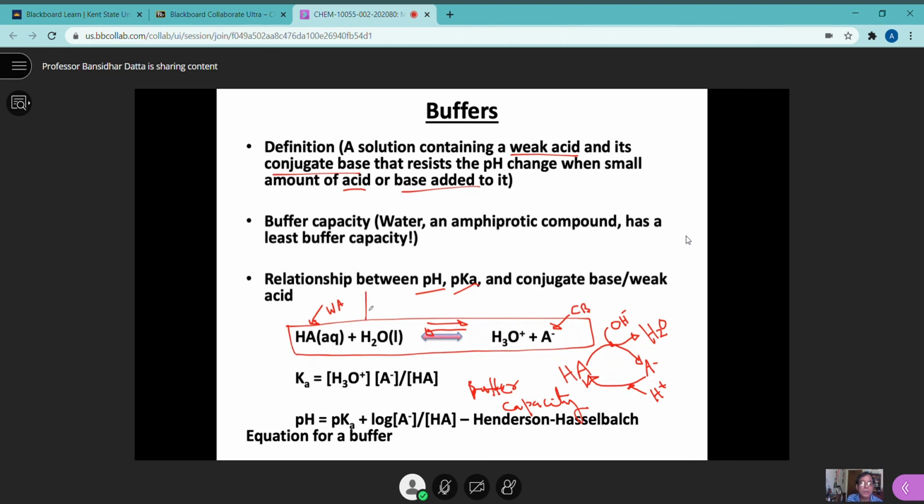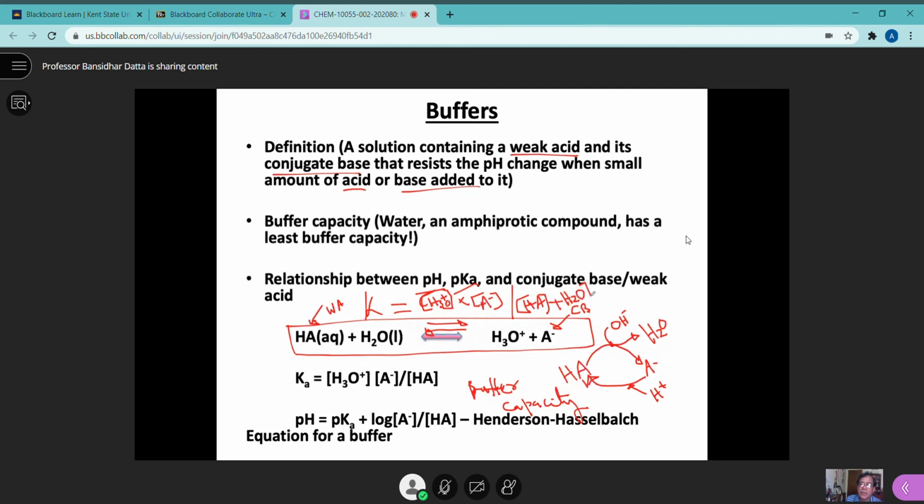So K equilibrium, K equals, remember the equilibrium we talked about earlier? Concentration of hydronium ion, please write down, in parentheses, concentration of hydronium ion multiplied by concentration of A minus, divided by concentration of HA, undissociated acid, multiplied by concentration of H2O. Everybody okay, right? This is the equilibrium.